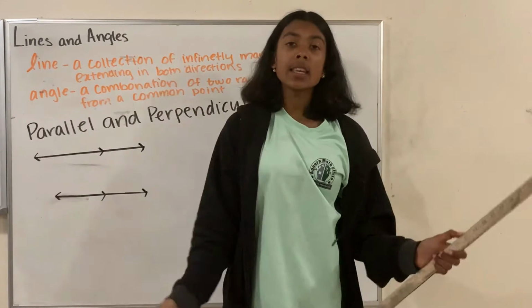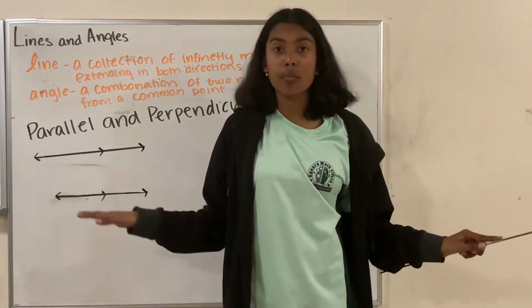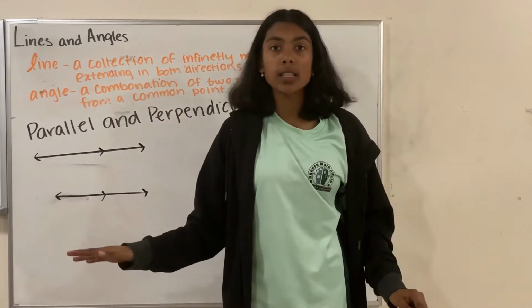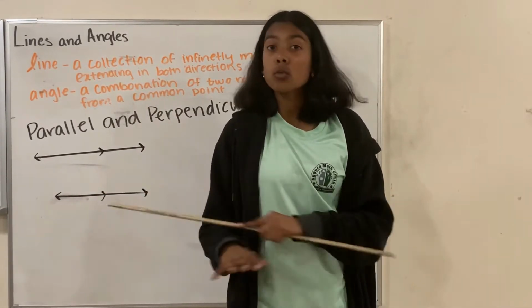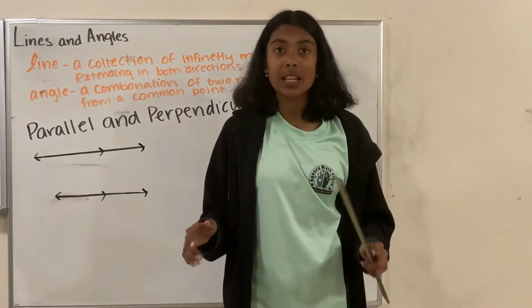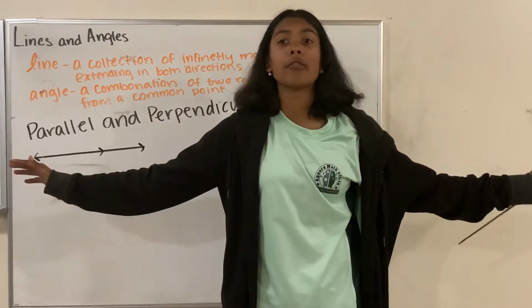So, like I said before, parallel lines are basically two lines that never meet. They don't share any points, and it's like the ends of a railroad track. Those tracks never meet. They run alongside each other for all of infinity.